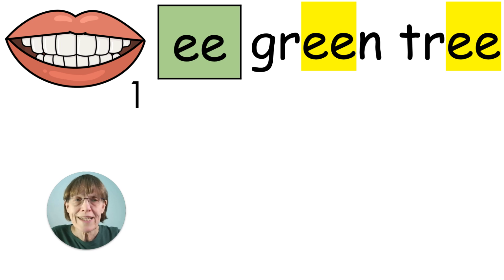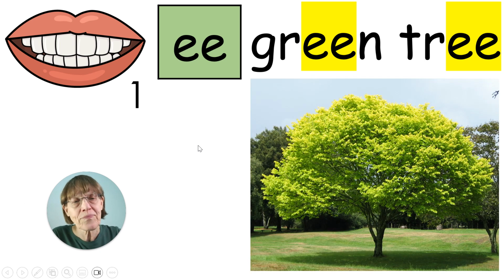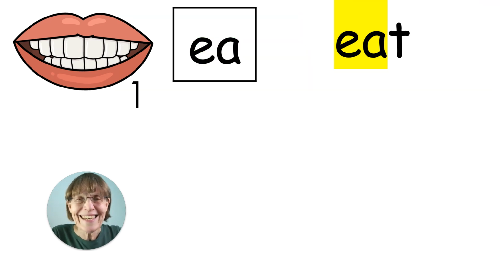So please read these words. So we have a G and an R together, gr, E, N. Green, the color green. And then we have a T and an R together, T and ter, E. Green tree. That's our key word for E.